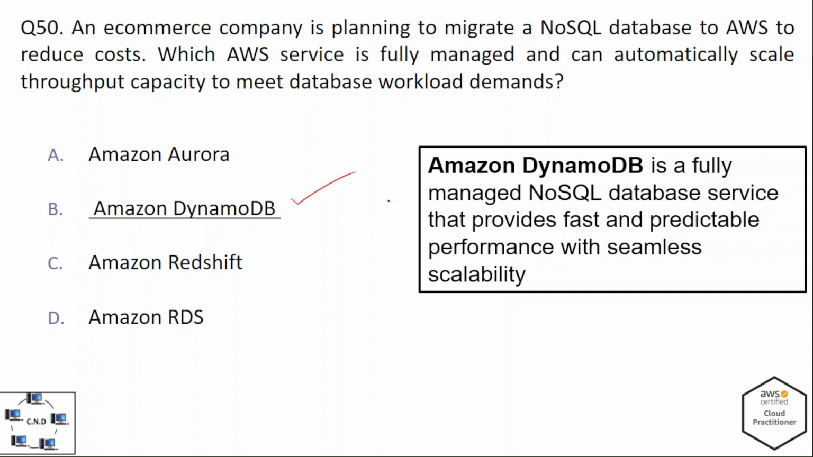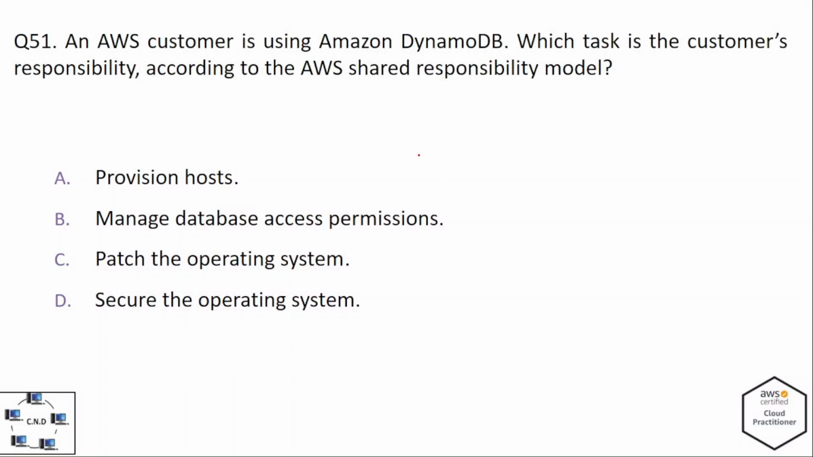So let's move forward to the next question. Question number 51 is that an AWS customer is using Amazon DynamoDB. Which task is the customer's responsibility according to the AWS shared responsibility model? And the options are A. Provision hosts, B. Manage database access permissions, C. Patch the operating system, and D. Secure the operating system.